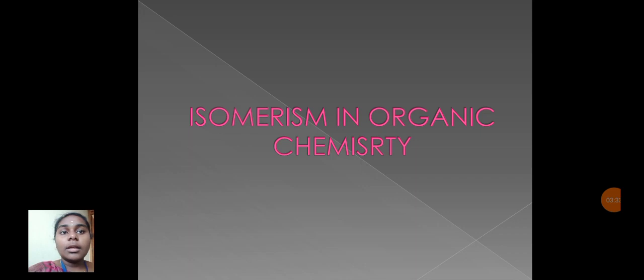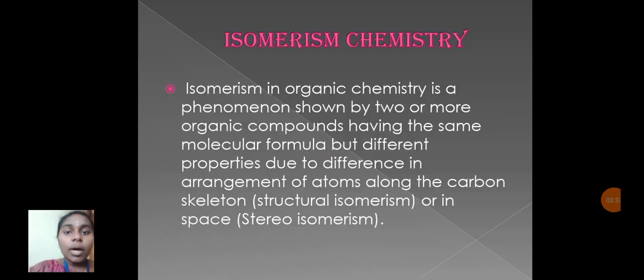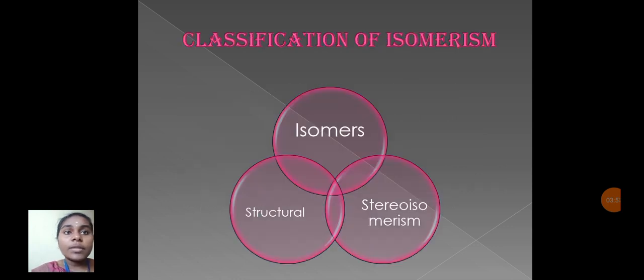Next, we see the next topic, isomerism in organic chemistry. Isomerism in organic chemistry is a phenomenon in which two or more organic compounds have the same molecular formula but different properties, in terms of carbon chain structure: structural isomerism and stereoisomerism. First, the classification of isomerism. There are two types: structural and stereoisomerism.